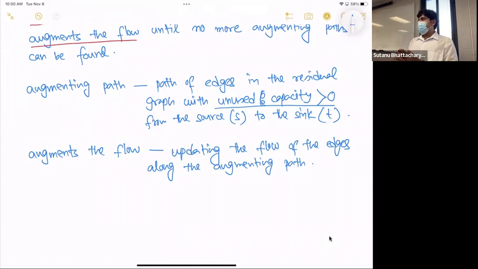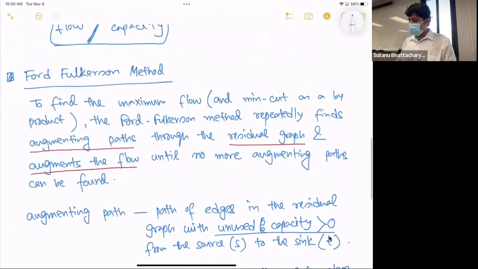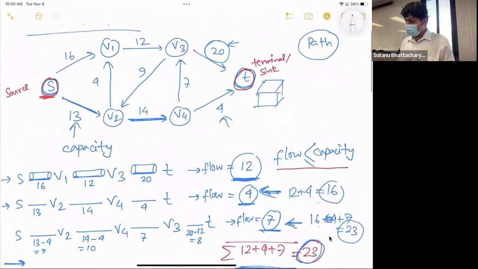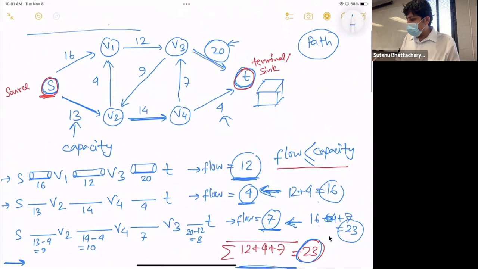Okay. At the same time, this part will be cleared when we take another example. Means every time, suppose this one, let's take this example. When you consider path 1 from V3 to T, the flow was 12, right? So let's write this way. Flow was 12, capacity was 20.